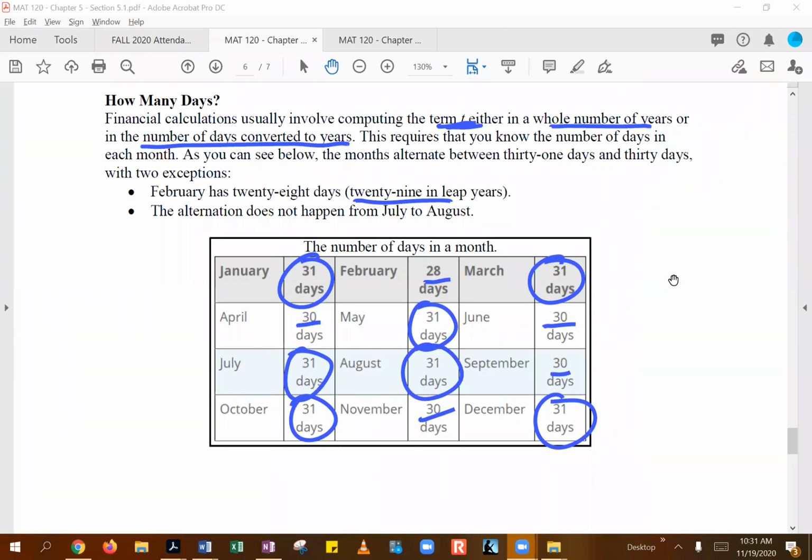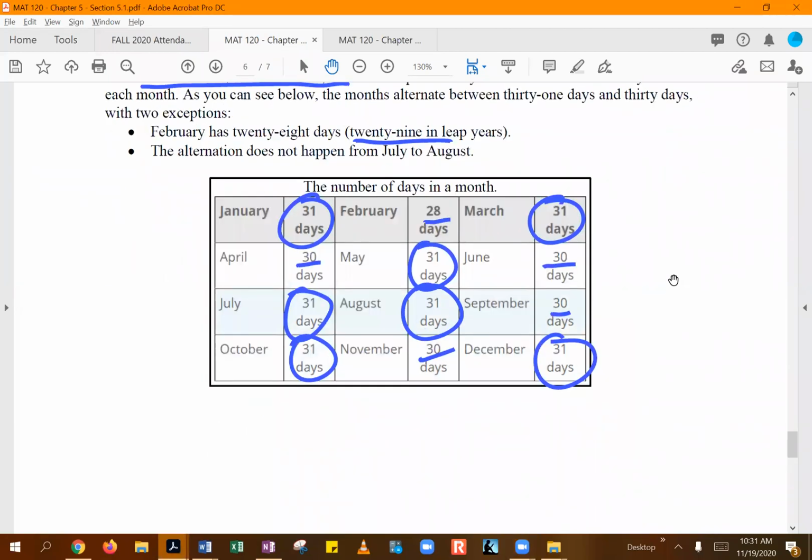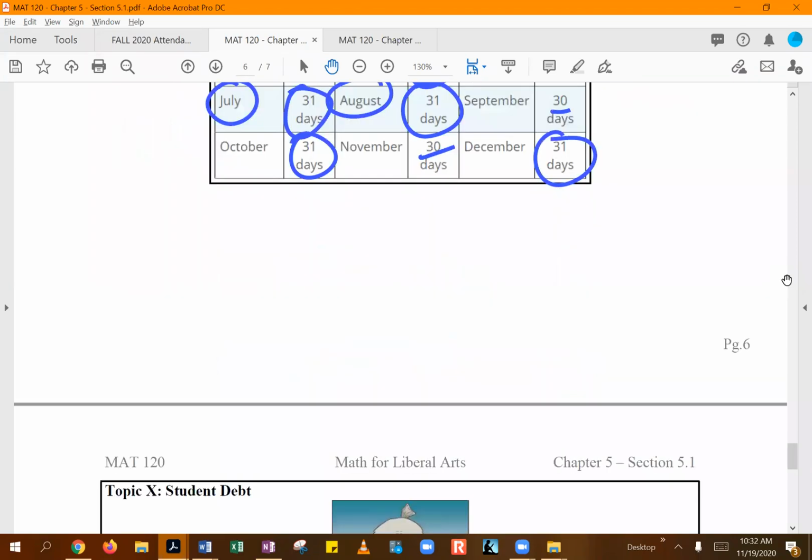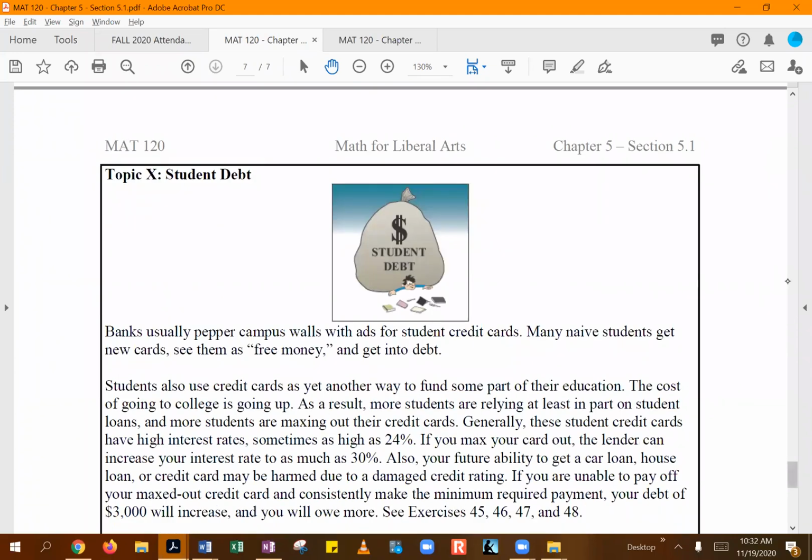And of course, if not, you always have this chart to help you out. So you will see July and August are the only 2 months, from January to December, that are consecutive months that go from 31 days to 31 days. So let's take a look at a calculation over here.